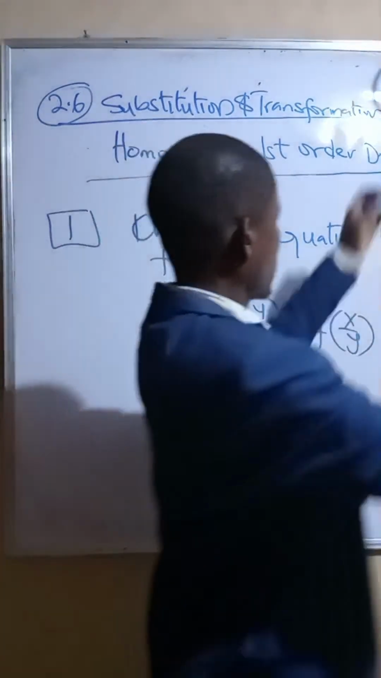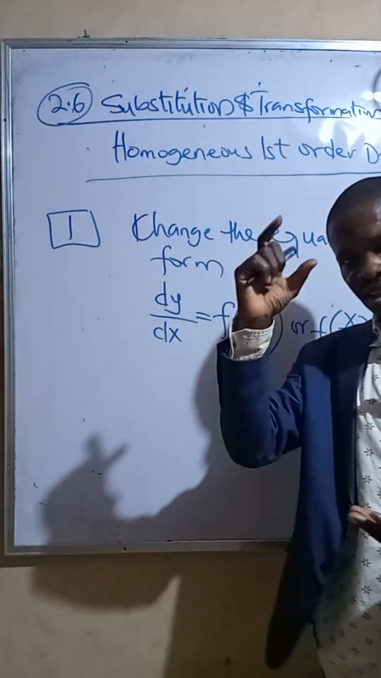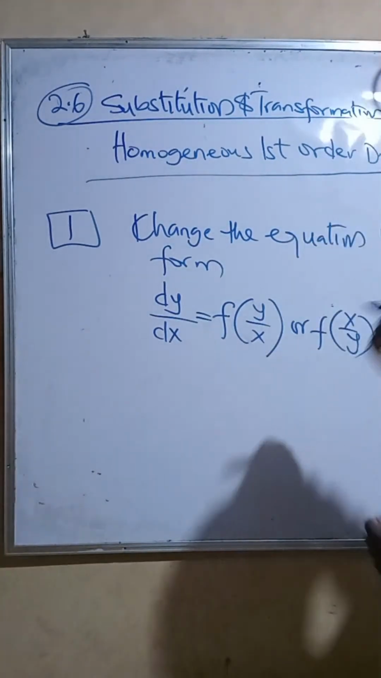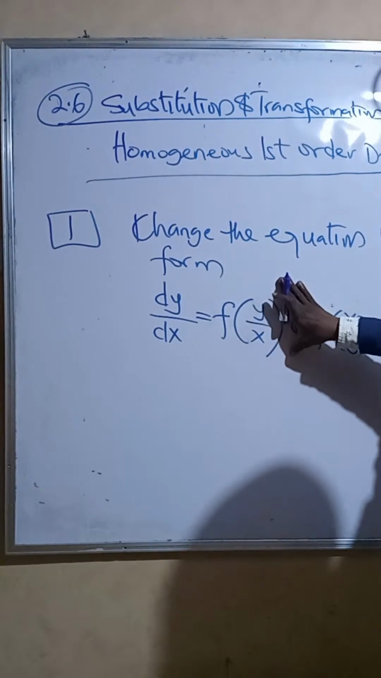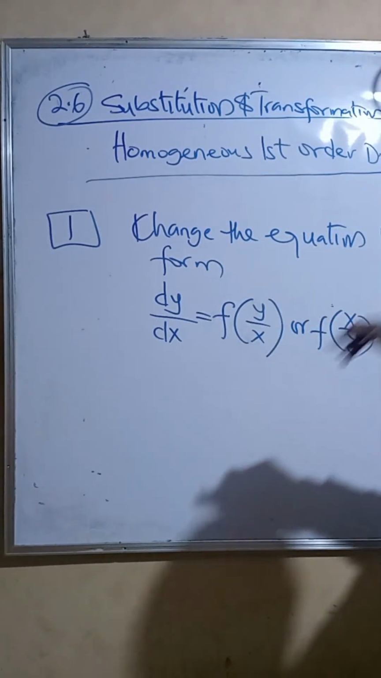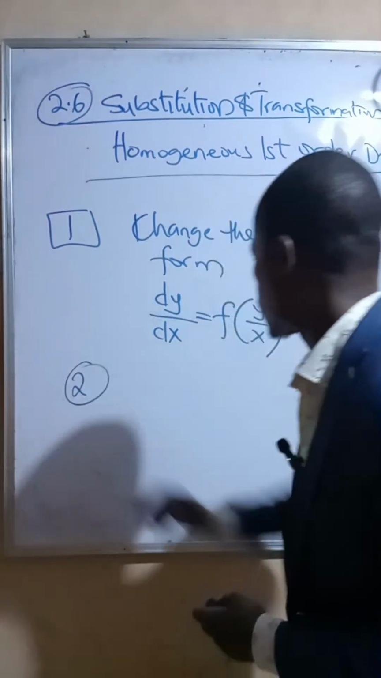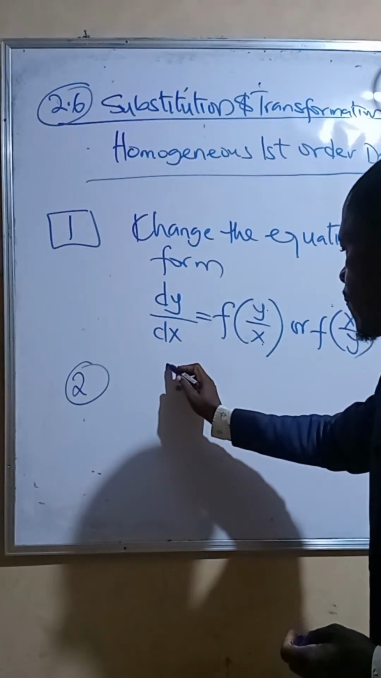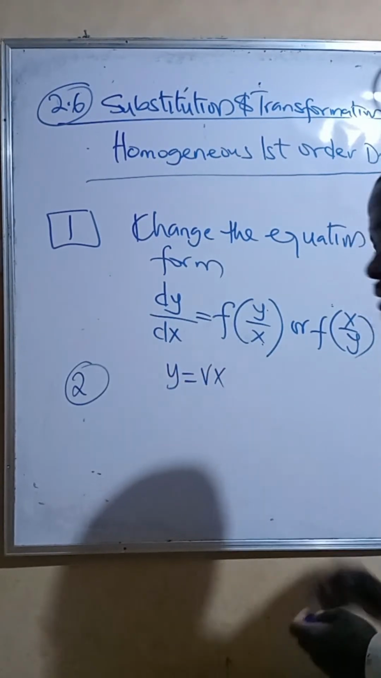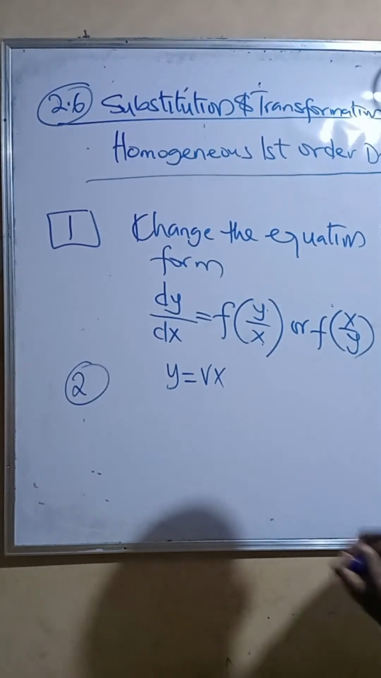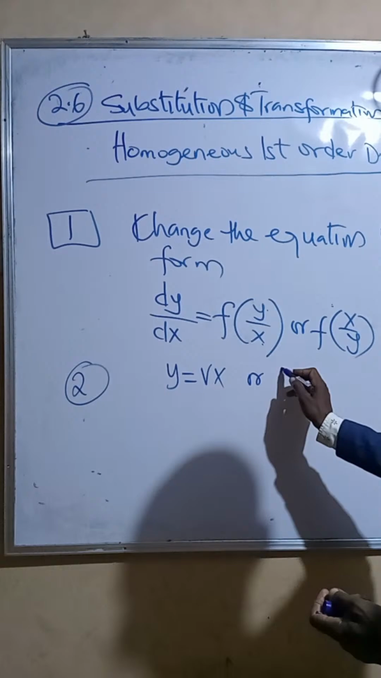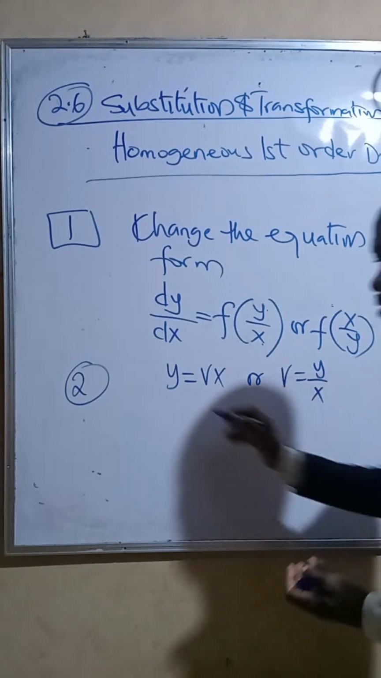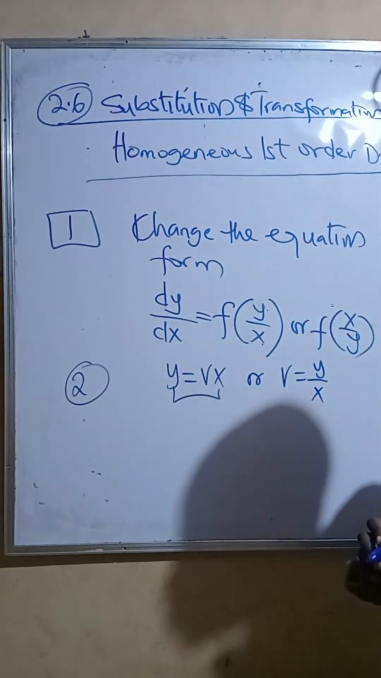That's the first thing. First order means the highest derivative there is 1. So change the equation to this form. Then the next thing to do is to make a substitution for y over x. Let y be equal to vx, which is the same thing as v equal to y over x.